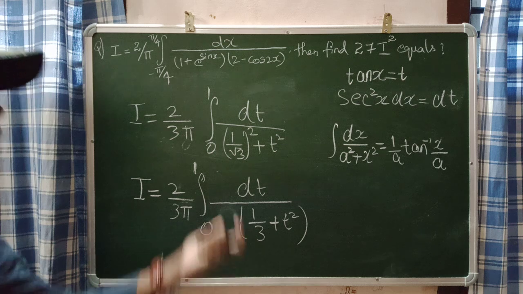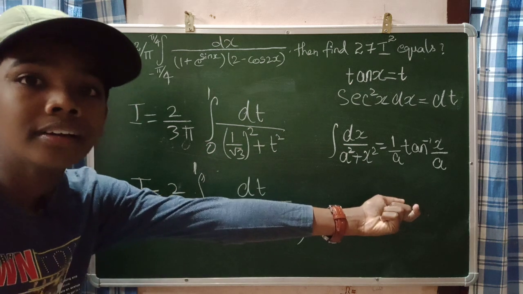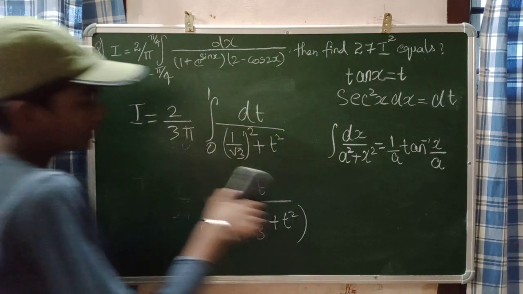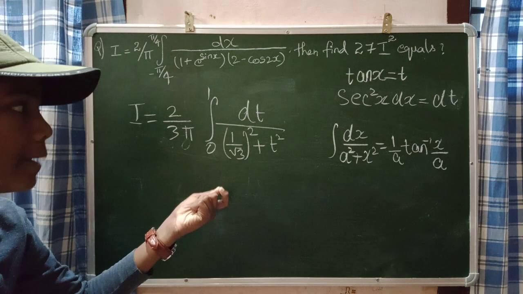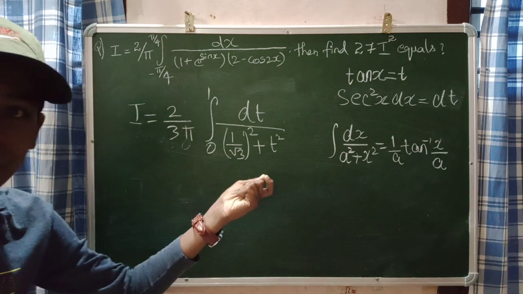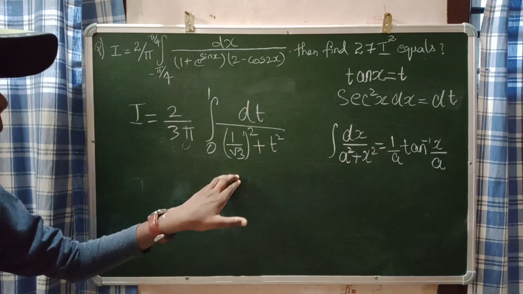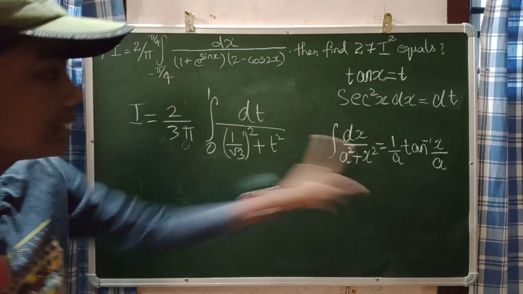That is why I wrote 1 by 3 as (1 by root 3) whole square plus t square. Then only we get a square plus x square in the denominator. Now guys, I will rub this. So here your a square is (1 by root 3) square and x square is t square. I hope that makes it clear how to match. a is 1 by root 3 and x is t.